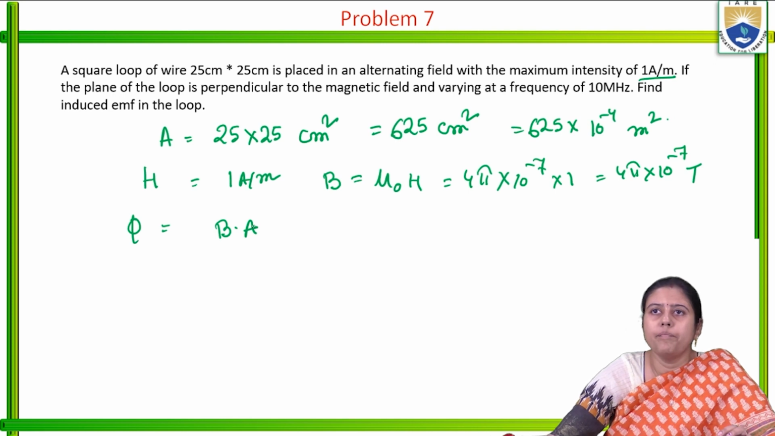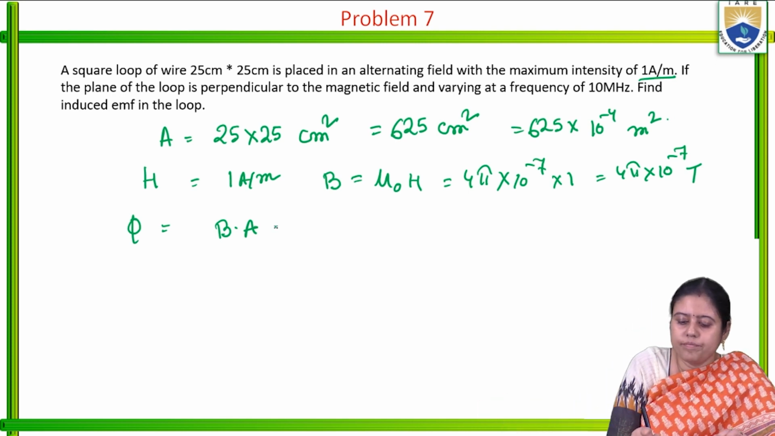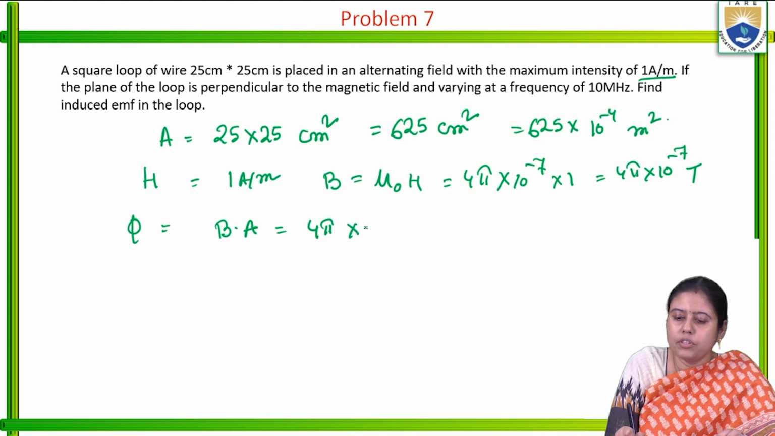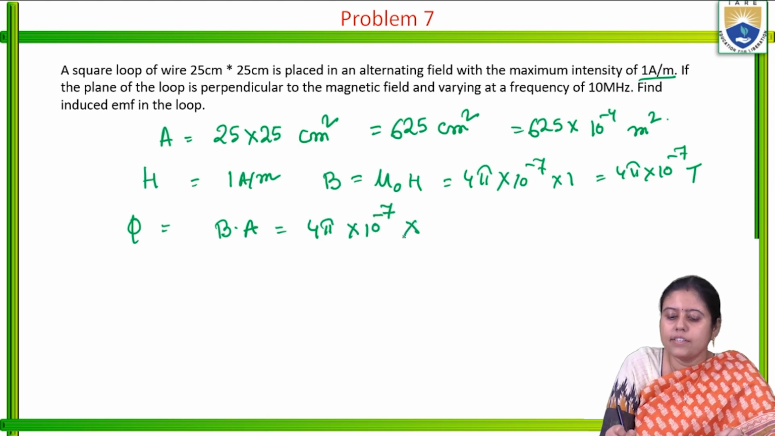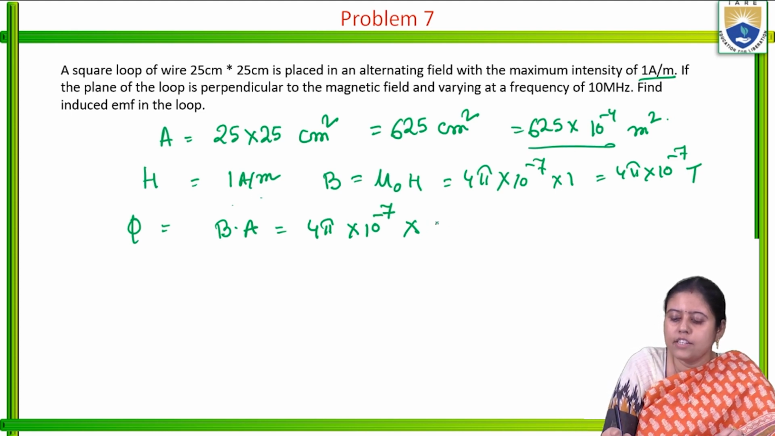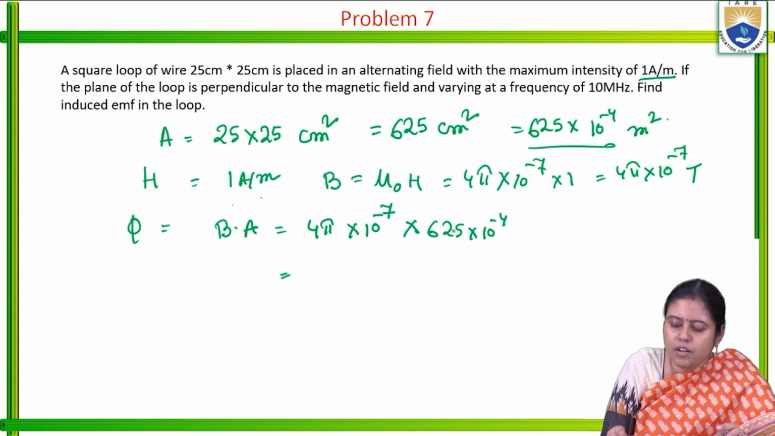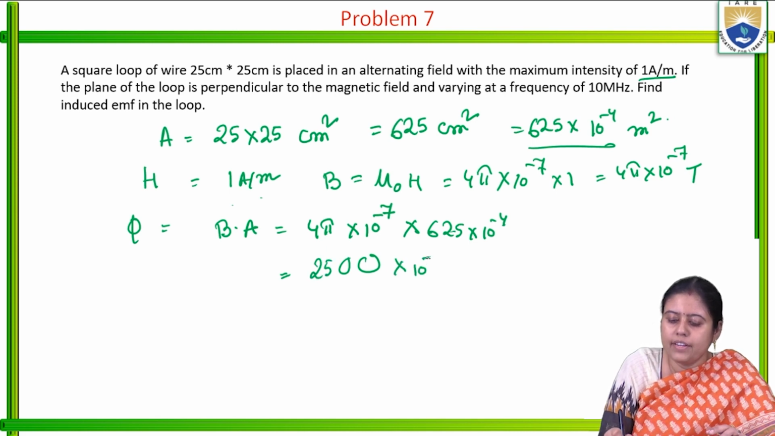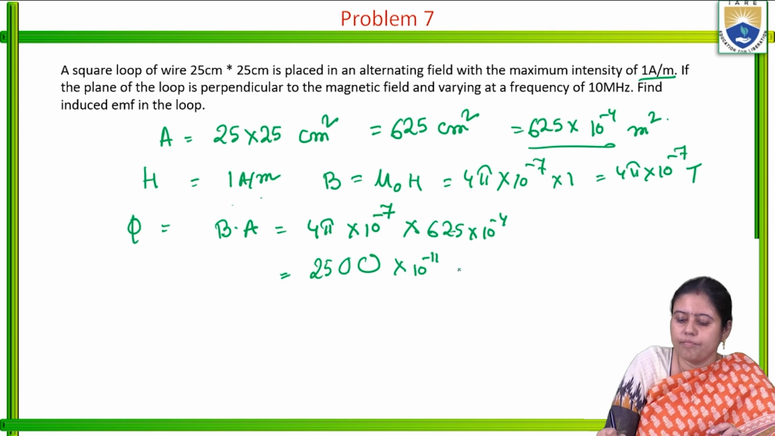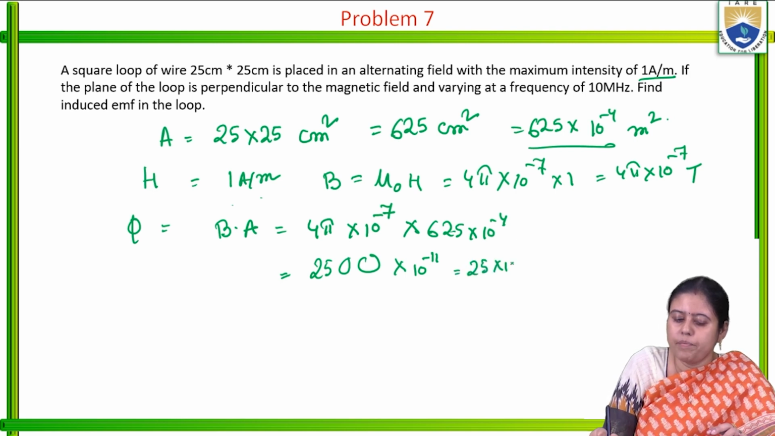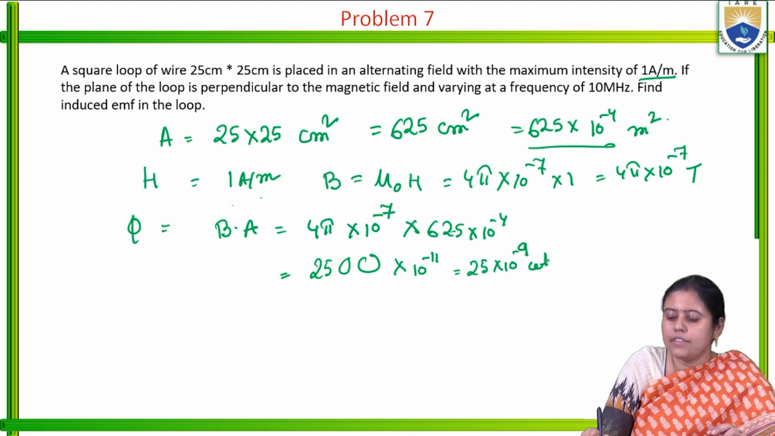What is the value of B? B value we got as 4 pi into 10 to the power minus 7. What is the value of A? A value we got as 625 into 10 to the power minus 4. After multiplying these two, we get 2500 into 10 to the power minus 11, or 25 into 10 to the power minus 9 Weber, which is the flux.